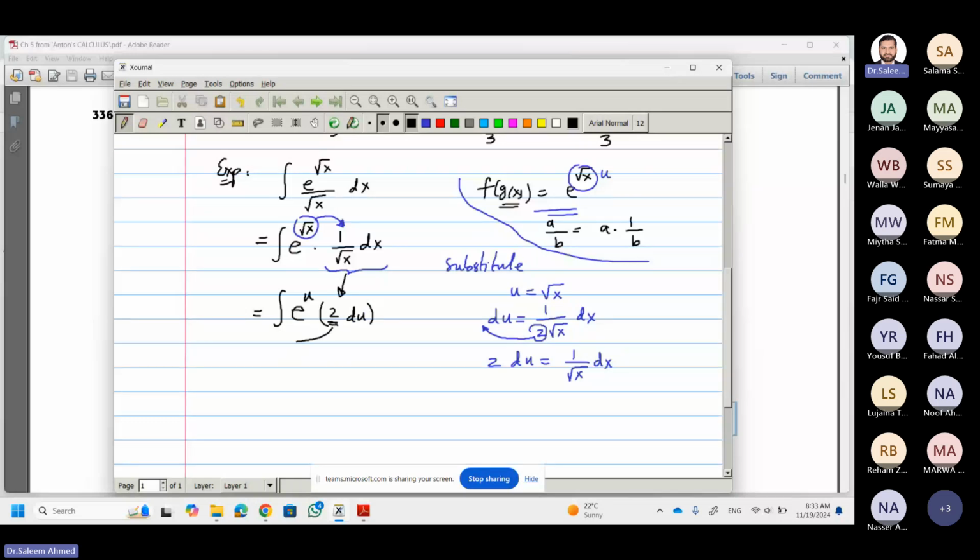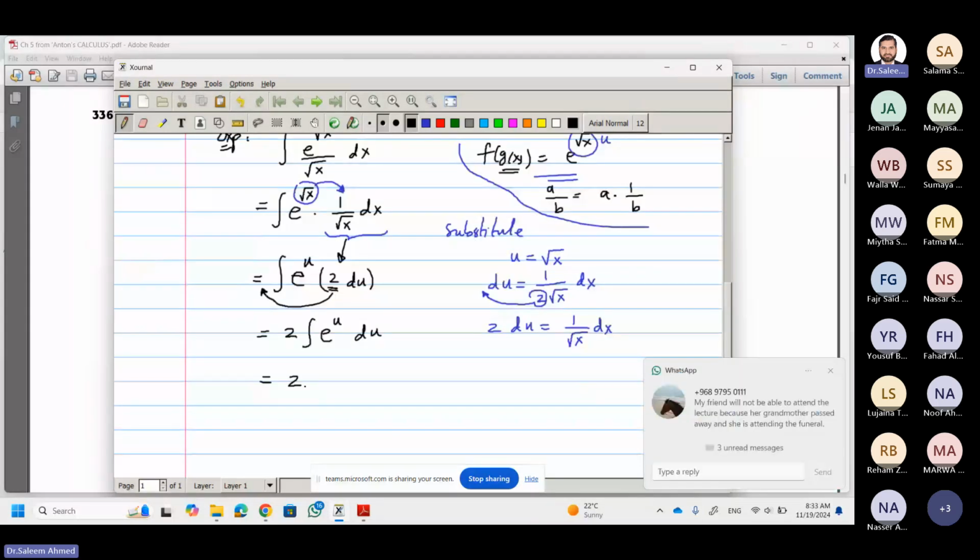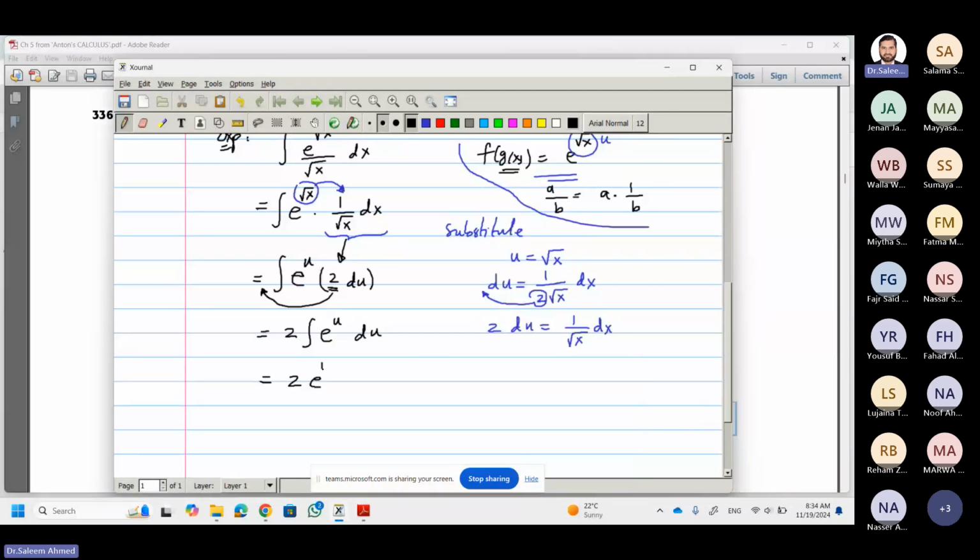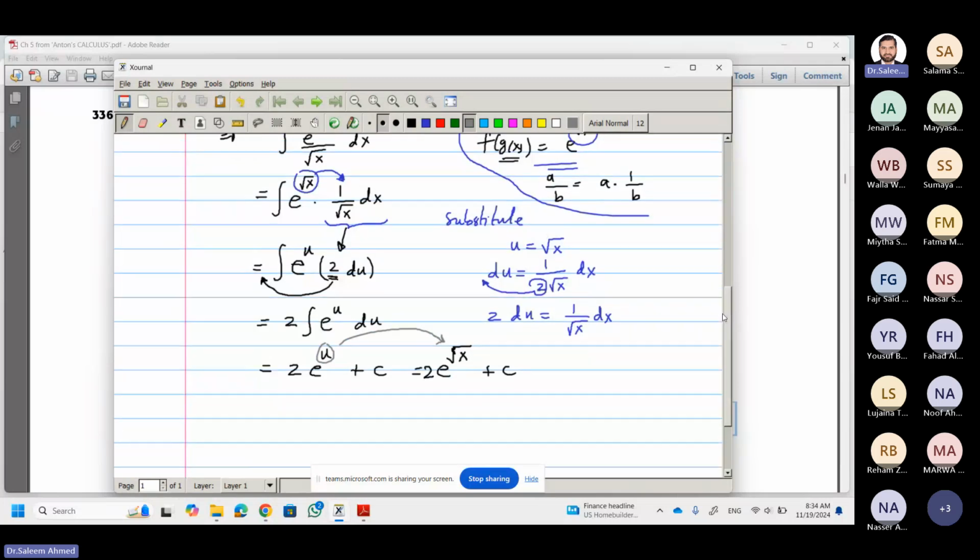2 is a constant, I can bring it outside. So I can write 2 e to the power u with respect to u. So now you see how easy this integral has become. We all know that the integral of the exponential function is the same. Integration of e^u is the same as e to the power u. And at the end, I will just replace the power u. u is square root of x, so I just replaced. 2 is there. So at the end, don't forget this last step.